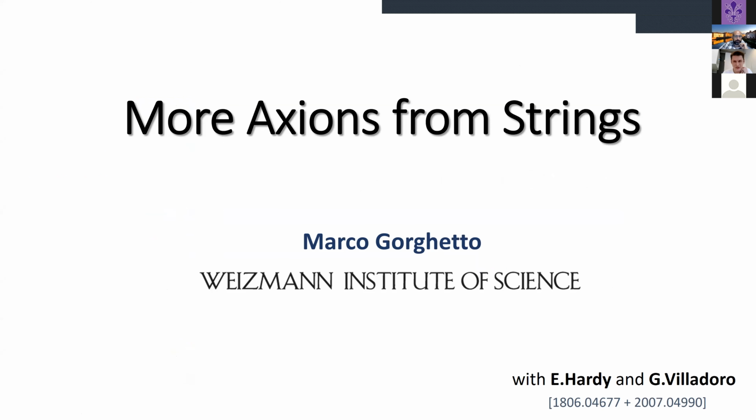So today I'll be talking about some work in collaboration with Ed Hardy and Giovanni Villadoro on axions from strings, and the talk is based on these two papers, the second of which came out just a few weeks ago. So our goal is to calculate the QCD axion relic density in the so-called post-inflationary scenario, where it's determined by the decay of topological defects, which are cosmic strings and domain walls.